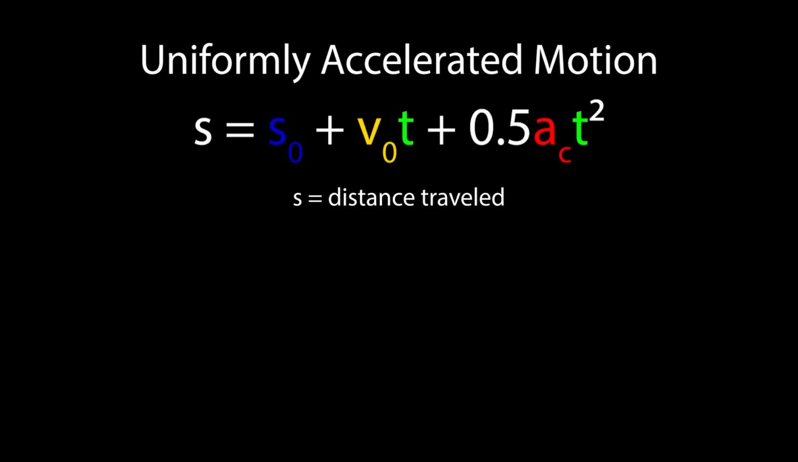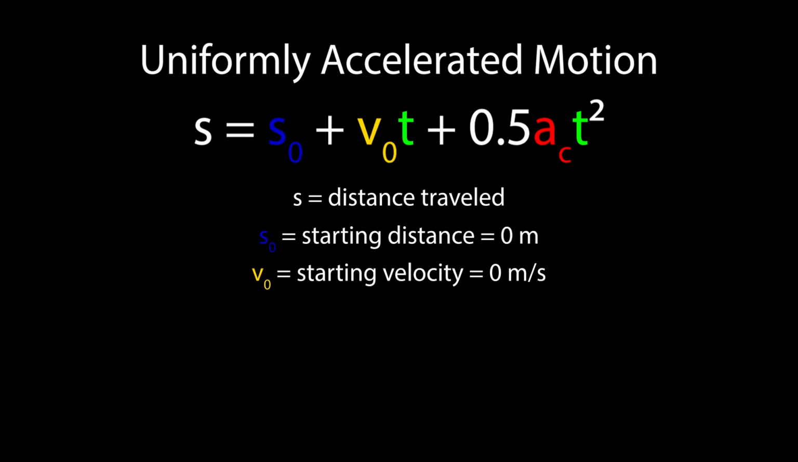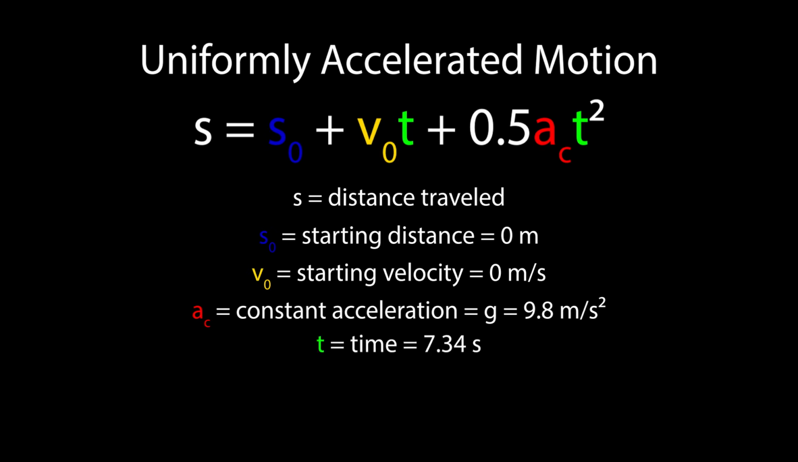In this formula, s is the distance we want to calculate. S0 is the distance we start at, for which we take 0. V0 is the starting velocity, which is also 0 in this case. AC is the constant acceleration, so we can fill in the gravity for that one. And finally, t is the time for which we want to know the distance, which in our case is the one we measured, 7.34 seconds.